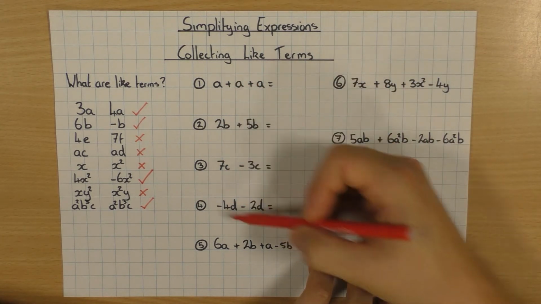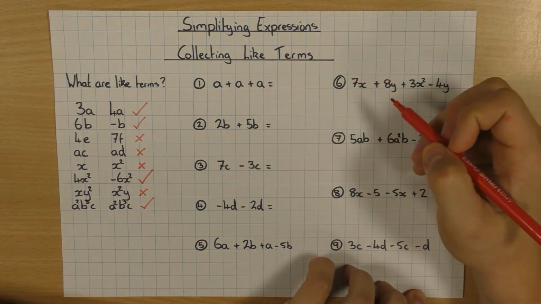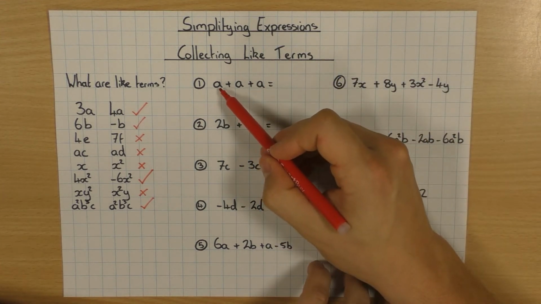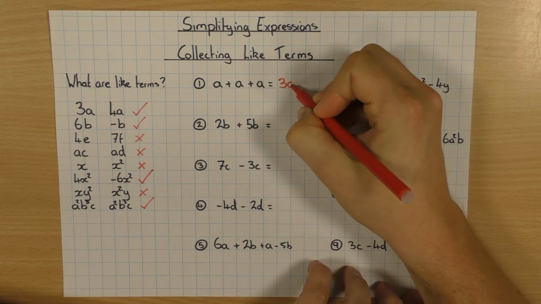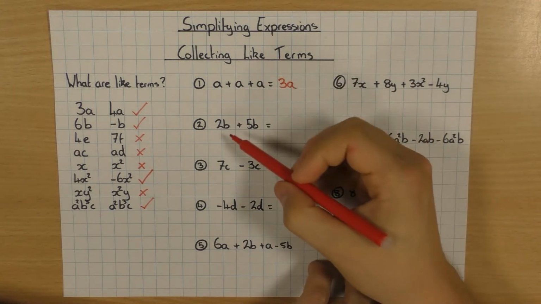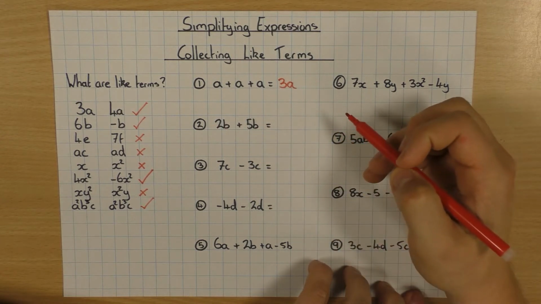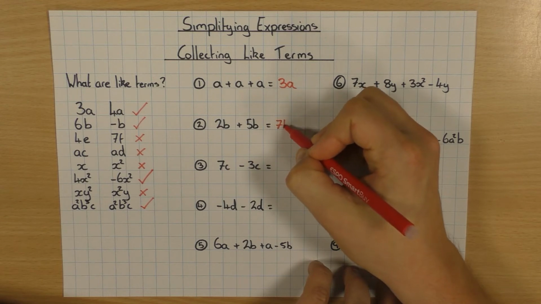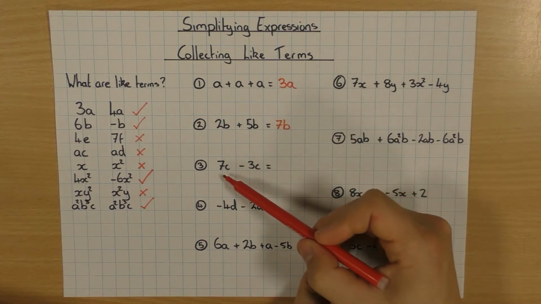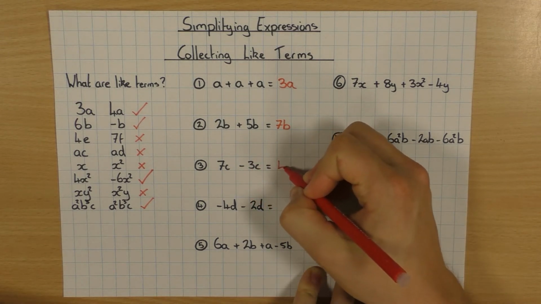Why is that crucial? Well, you can only simplify or collect like terms. So for example, if we now look at these examples I've got here, A plus A plus A, they are all the same, in which case I can collect them, I can simplify them. I've got one there, another one there, another one there. So how many do I have? I have 3A. Same thing here, I've got a B and a B, they are like terms, so I can collect them. 2B plus 5B, well that's 7B. This one here, C and C, so it's fine. 7C, take away 3C, 4C.